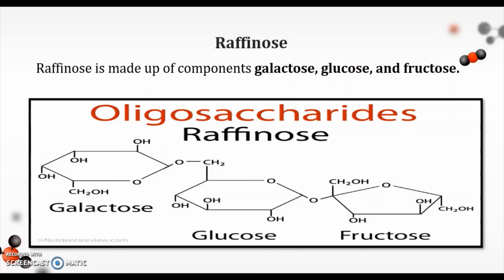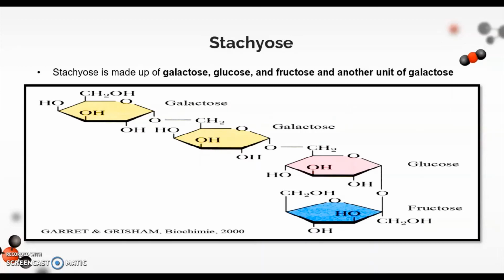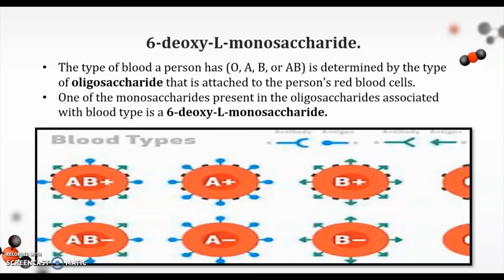Raffinose is made up of galactose, glucose, and fructose. Stachyose is made up of galactose, glucose, fructose, and another unit of galactose. The blood type of a person is determined by the type of oligosaccharide that is attached to the person's red blood cells. One of the monosaccharides present in the oligosaccharide that is associated with blood type is a 6-deoxy-L monosaccharide.